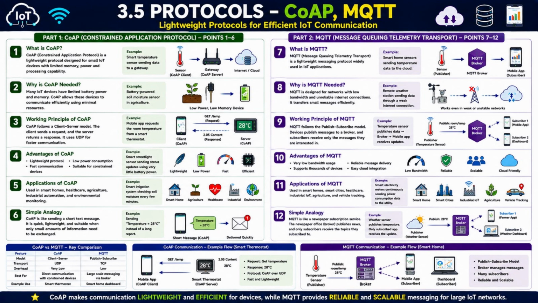Publish-subscribe communication model. In this model, there are three components. What are those? Number one, publisher. Number two, broker. Number three, subscriber. These three components we will explain.